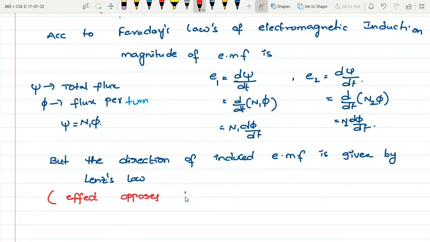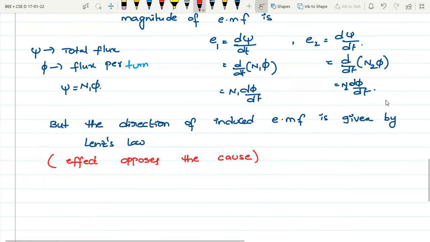What is the effect here? What is the effect and what is the cause? Induced EMF, that is nothing but the effect. Finally, you are getting that one, EMF. What is the cause to induce that EMF? Change in flux. If there is no change in flux, there will not be any EMF in the coil. So here effect is nothing but the EMF. Effect is EMF and cause is change in flux, that is d phi by dt. So always this effect opposes the cause.